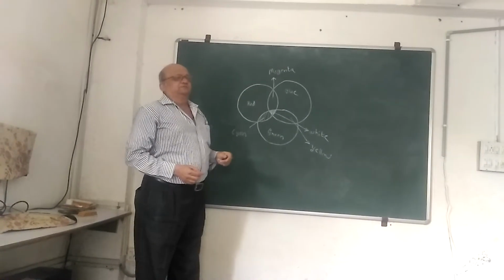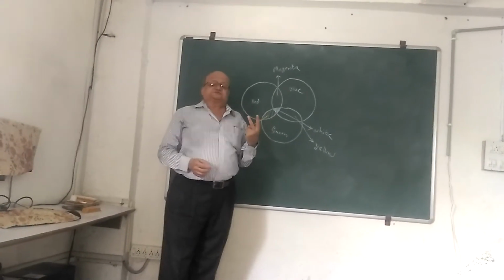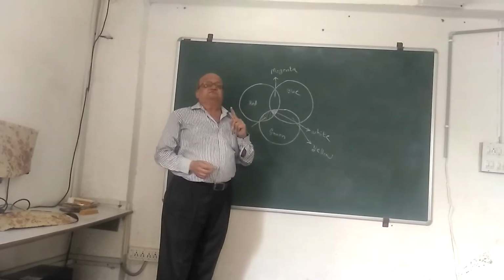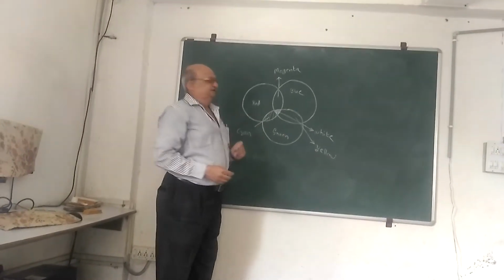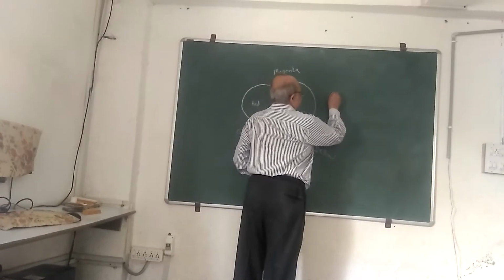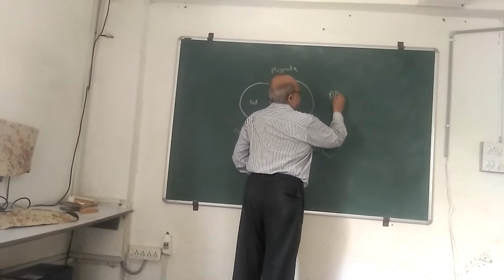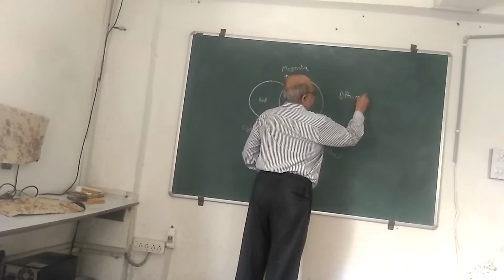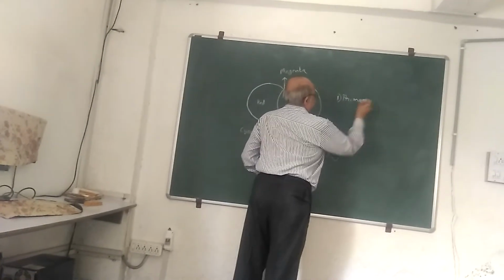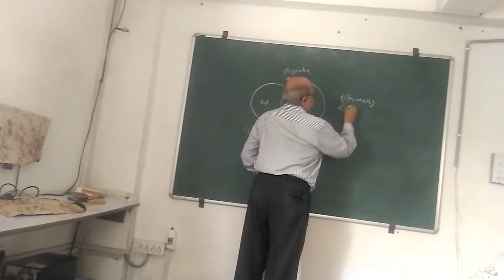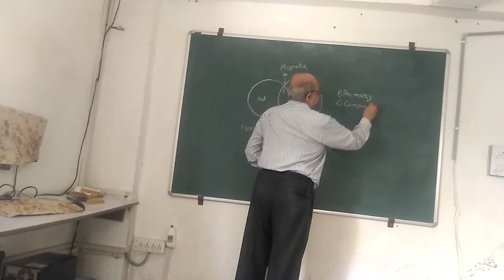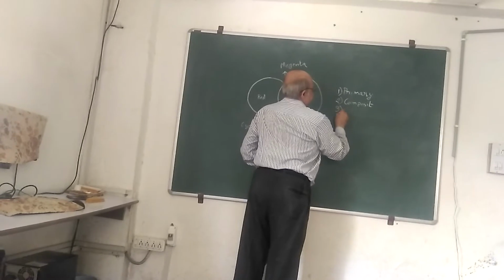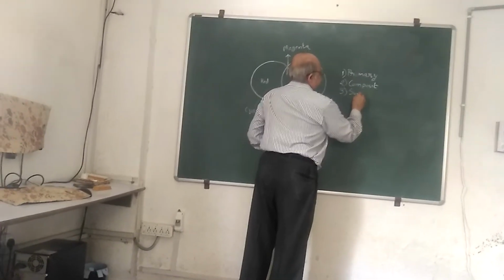If we have a combination of 2 colors which gives us white color as a result, they are called supplementary colors. So we have 3 types of colors. One is primary color, the second is composite color, and the third is supplementary colors.